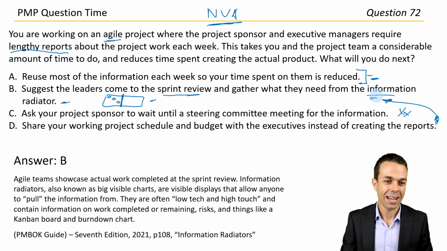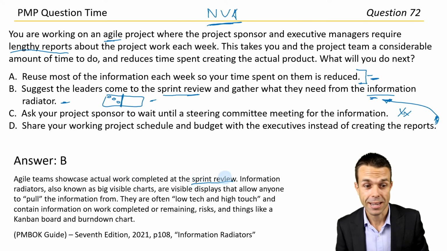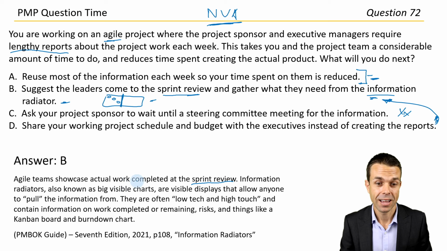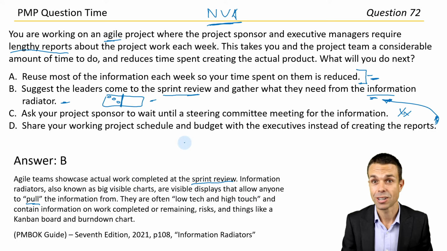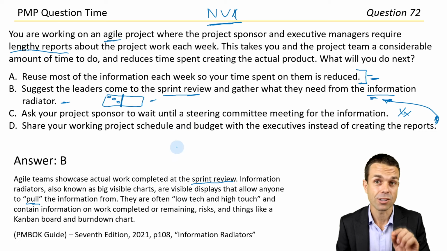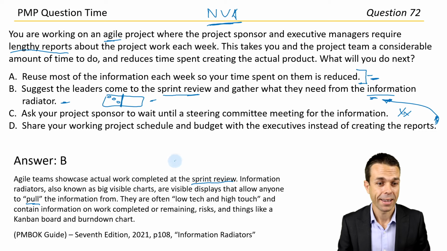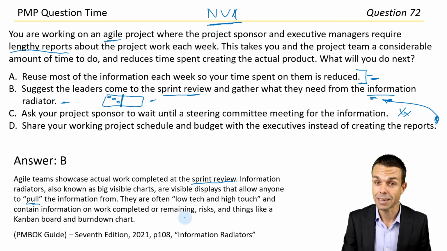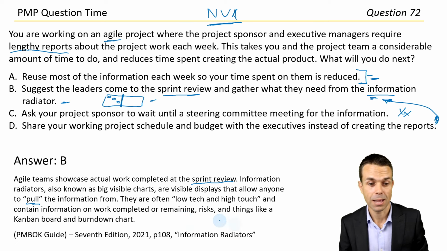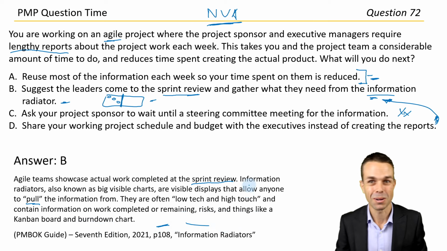Excellent work, all right. Agile teams showcase actual work completed at the sprint review. Information radiators, also known as big visible charts, are visible displays that allow anyone to pull that information from. They can get it anytime. They're often low tech and high touch. So it doesn't have to be a technological thing. It could be a whiteboard, for example, but it's high touch because we're looking at it, changing it, updating it every day. And they contain information on work completed or remaining tasks, risks, things like the Kanban board, burn down chart, like we said. Page 108 under Information Radiators in the PMBOK Guide 7th edition.